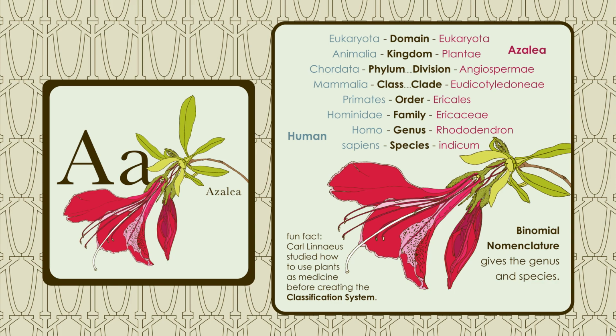But underneath class and clade, everything stays the same as far as what they're called: order, family, genus, and species. Humans are primate order, Hominidae family, Homo genus, and sapiens species. Sapiens means wise. And then for the azalea, the order is Ericales, the family is Ericaceae, the genus is Rhododendron, and the species is indicum. And then underneath that, with plants, there are also varieties, but those wouldn't be in a scientific classification. That's just something that gets added on.